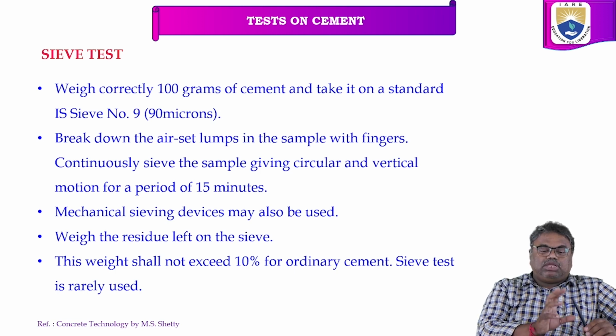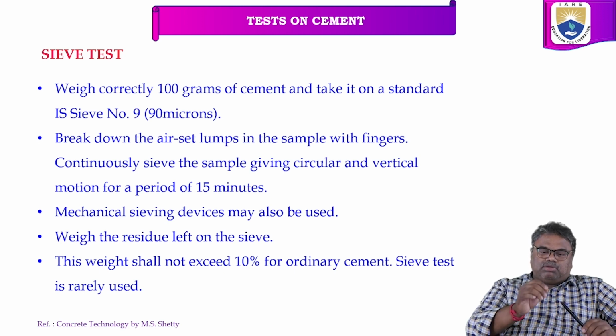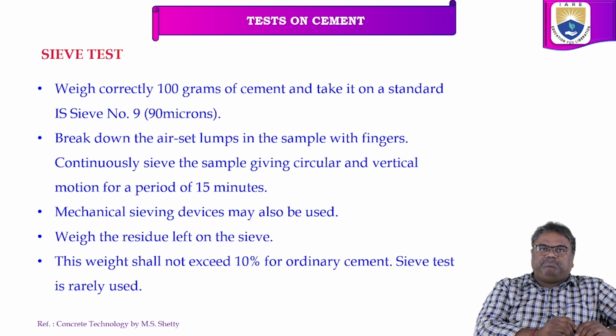If there are any small air set lumps in the 100 grams of sample that we have taken, make them break down using your fingers. Continuously sieve the sample and give a circular and vertical motion for a period of 15 minutes.